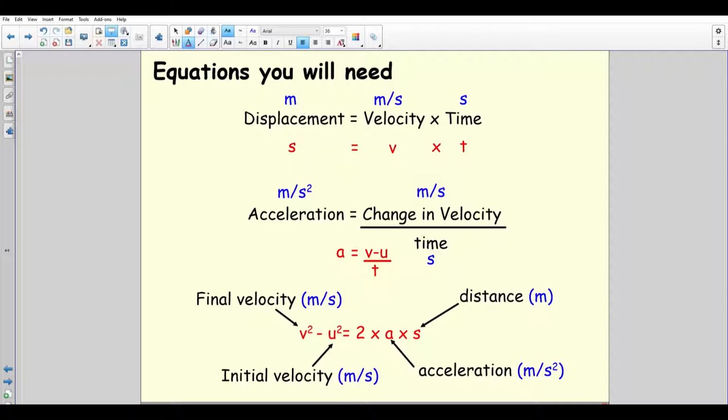Last one, this one's one that's on your equation sheet, okay, so you don't need to remember it. Now it's quite difficult though, so it's v squared minus u squared equals 2 times a times s. So with v being the final velocity in meters per second, u being the initial velocity in meters per second, 2 is just 2, a is acceleration in meters per second squared, and s being the distance covered.